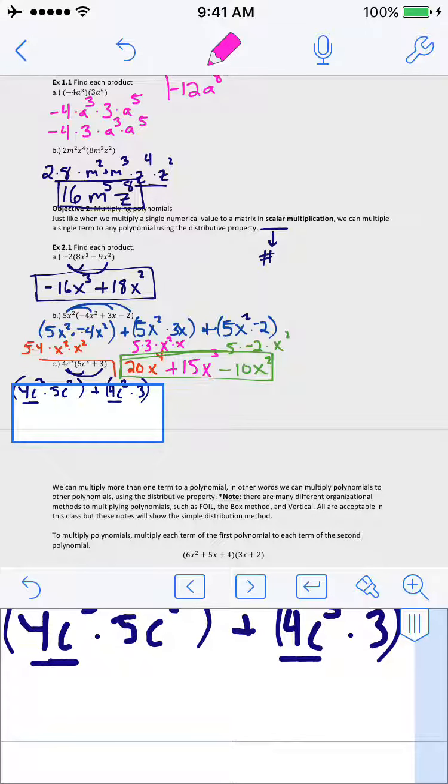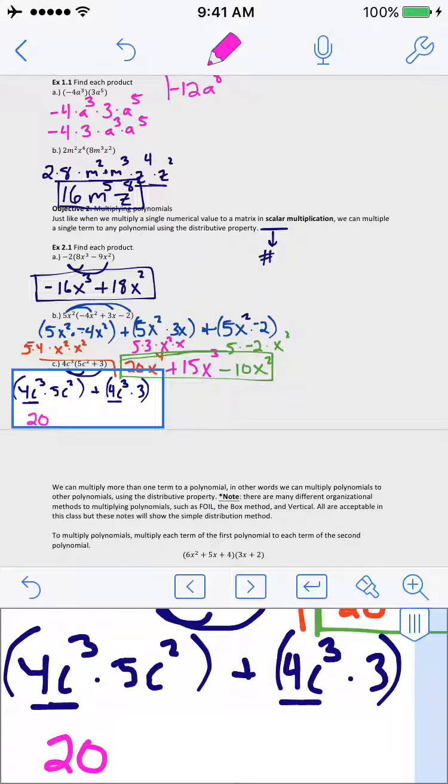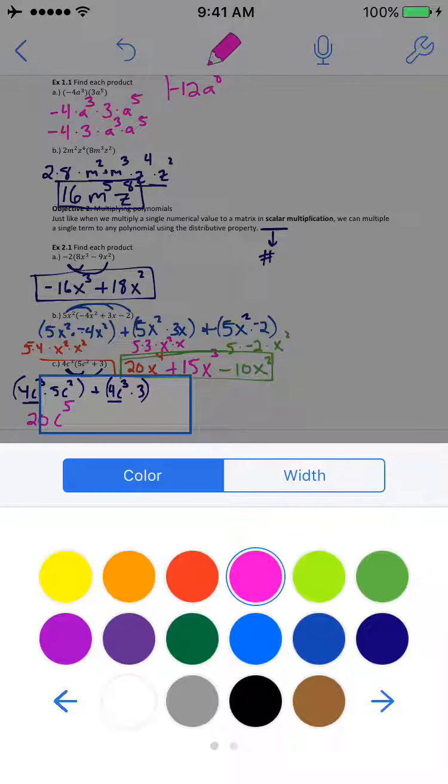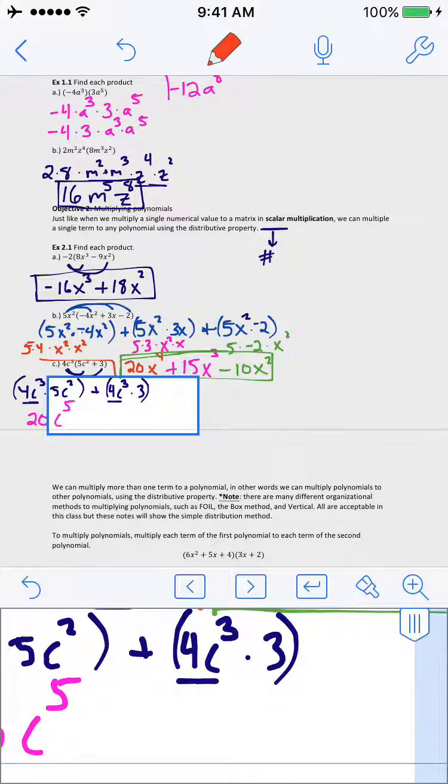And when we do that, we can rearrange this guy. We end up getting 4 times 5, which is 20. C cubed times c squared, you add the exponents together, you get c to the 5th. The second one here only has one variable, which is okay, but same concept, right? I'll multiply the numbers, which gives me a plus 12.